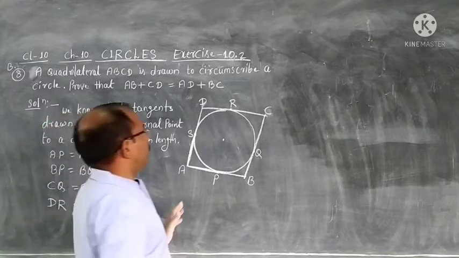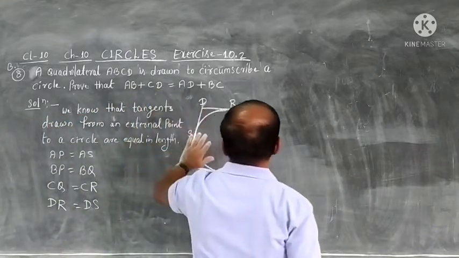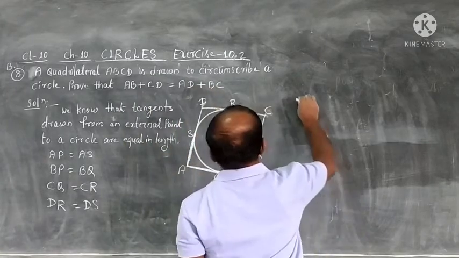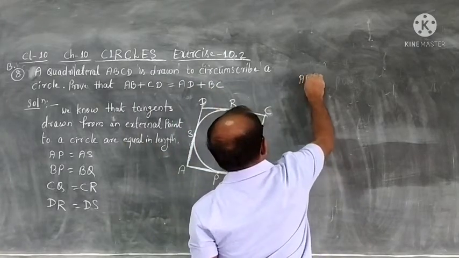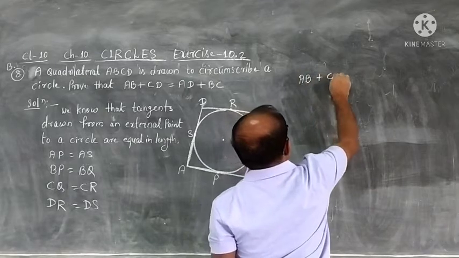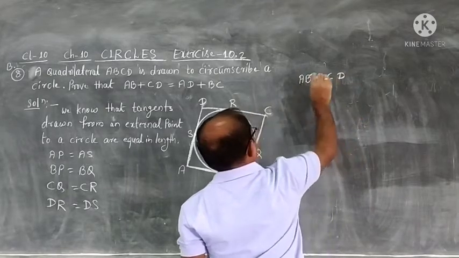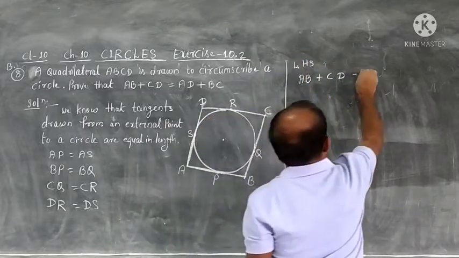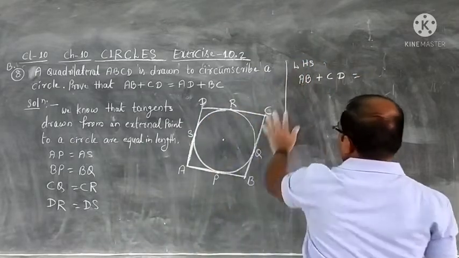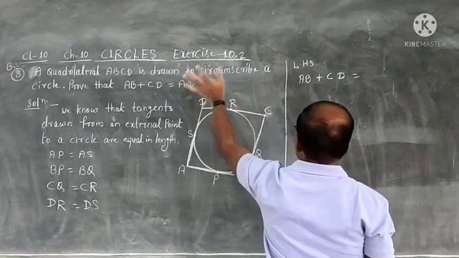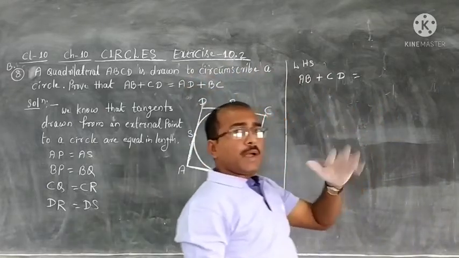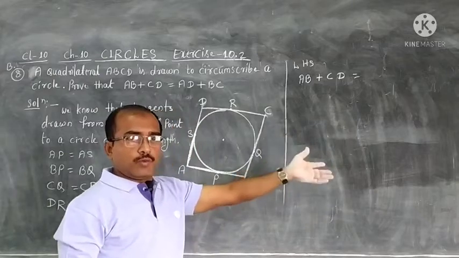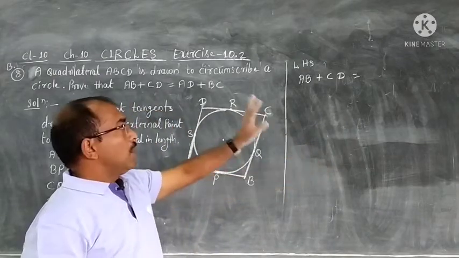Now what we have to prove? AB plus CD is equal to AD plus BC. So let us start from any one, AB plus CD. We are starting from the LHS, from one side. AB, now look at the figure. The RHS will come by itself. Come by itself means we have to do the work, otherwise it will not come by itself.